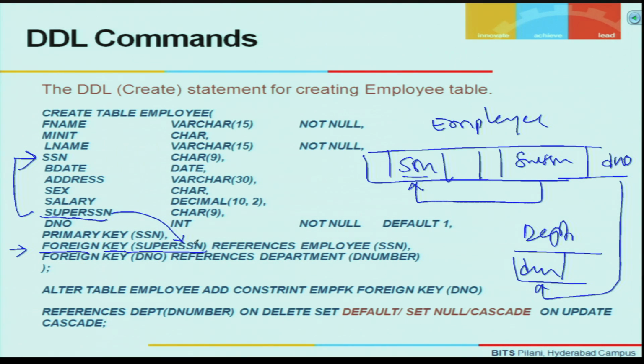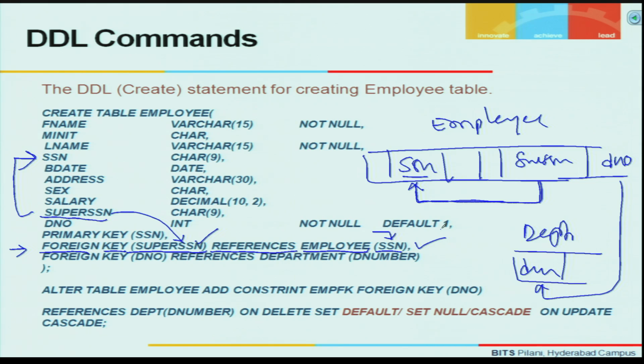FOREIGN KEY (super SSN) REFERENCES, which is a keyword, then a space, and then which table? The same table, that is why the employee table. Which attribute is it referring to? It is referring to the SSN attribute. This is how I specify this foreign key using this statement.